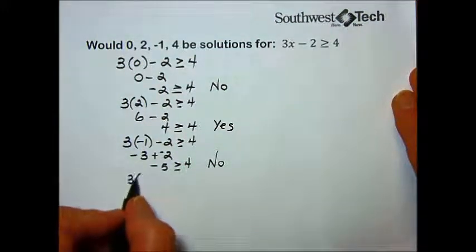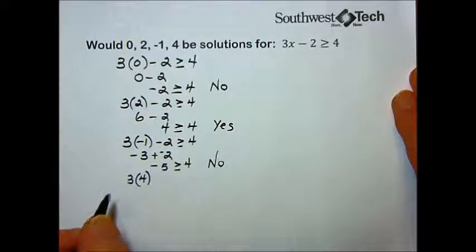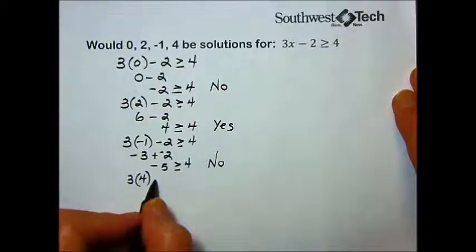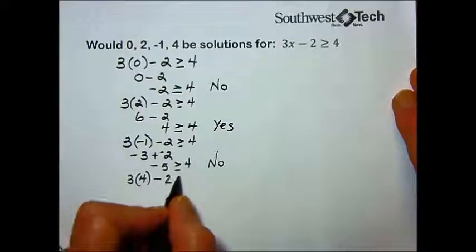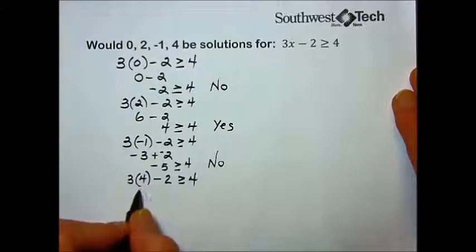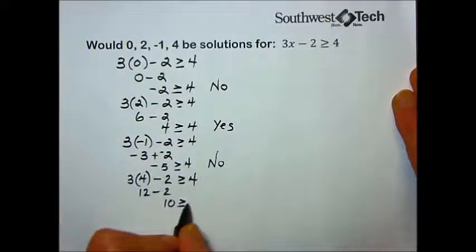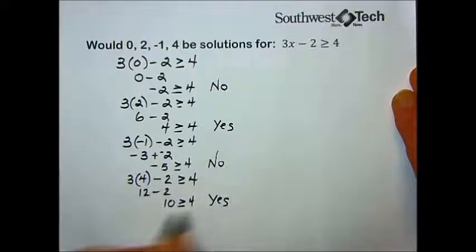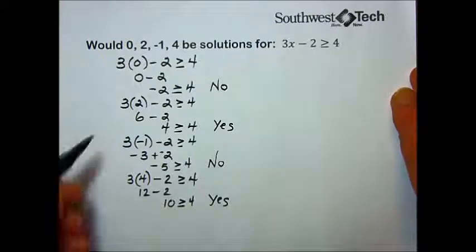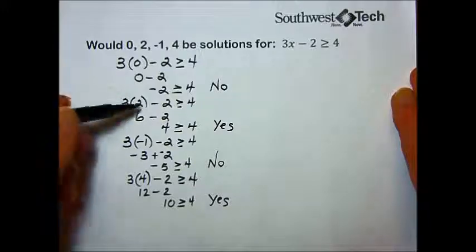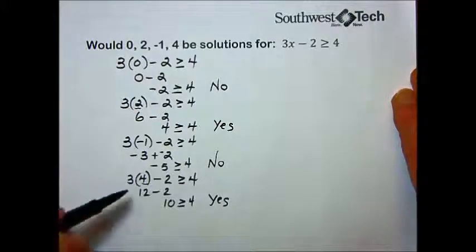Let's test the 4 then, the last value that they're asking us here. 3 times 4, when we replace the x with 4, gives us a 12 minus 2, which is 10 greater than or equal to 4. Yes. So the values that are solutions to this inequality would be the 2 and the 4 that we had.